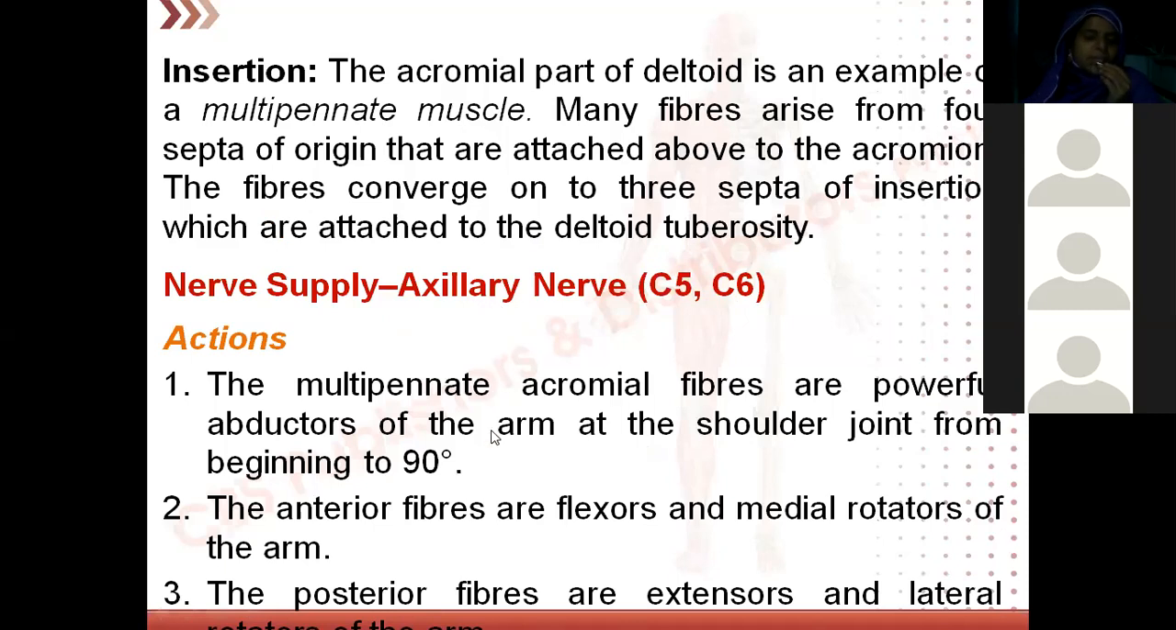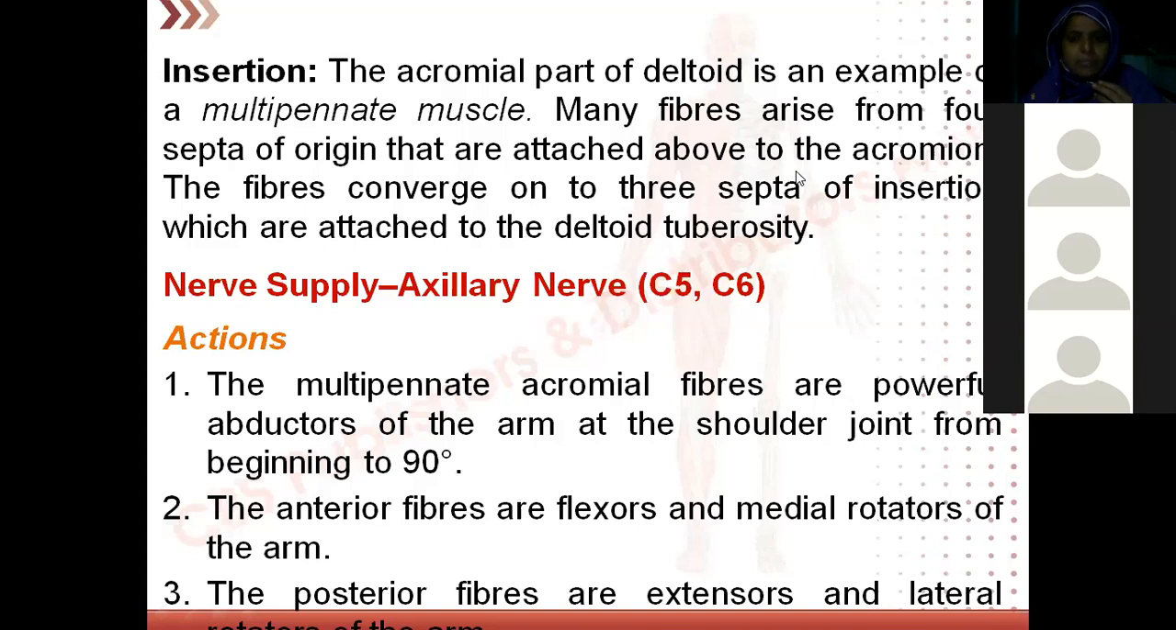See, when you talk about the relations of the shoulder joint, anteriorly you will see deltoid, superiorly you will see deltoid, posteriorly you will see deltoid, because the origin is coming from the clavicle, from the acromion, and also from the spine of the scapula. From all directions we see the origin. That's the reason it has relations all around.